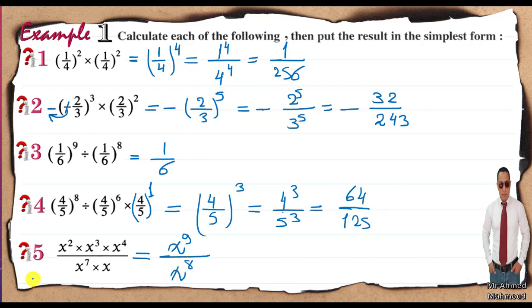Note, if we have two numbers with the same power, I'm going to cross them, but I don't have that here. I have power 2, power 3, power 4, and so on. So finally, I have x to the power of 9 over x to the power of 8. So I'm going to subtract the powers, 9 minus 8, 1. So it will be x to the power of 1, which is x. The next question.